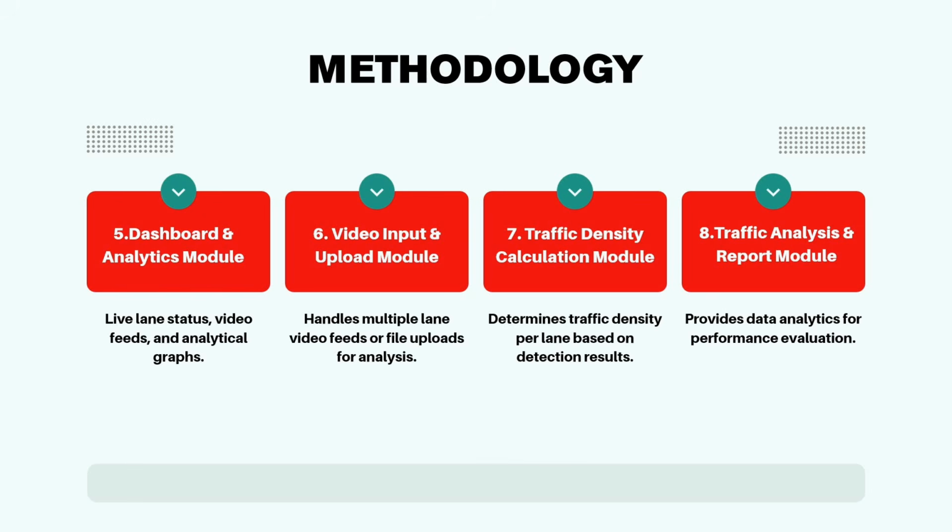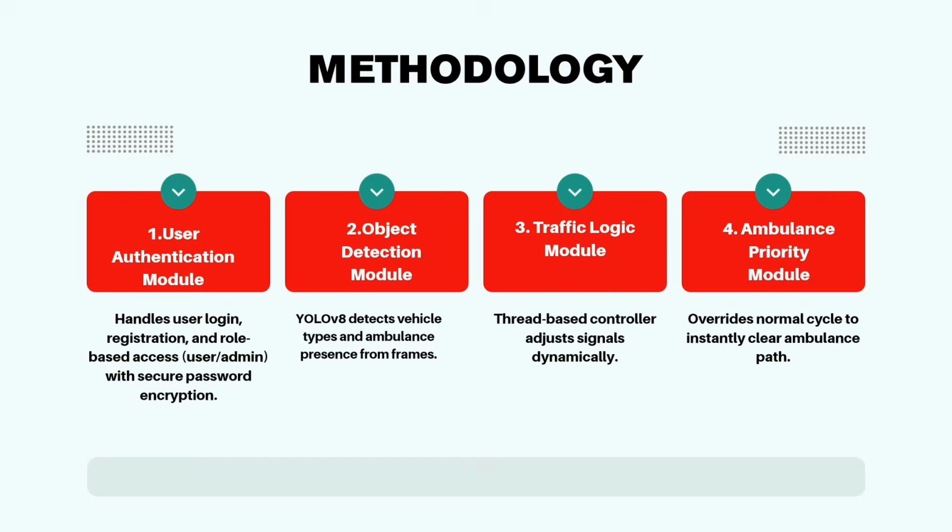It will calculate the vehicle density based on the vehicle count. Then the traffic analysis model will give a real-time overview of how much traffic has been reduced with the help of this project. Okay. So that is 8 different models for the project.